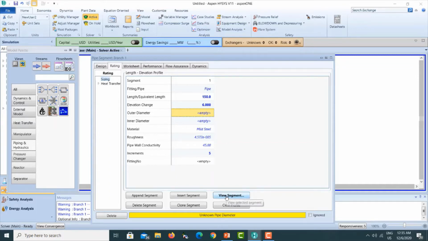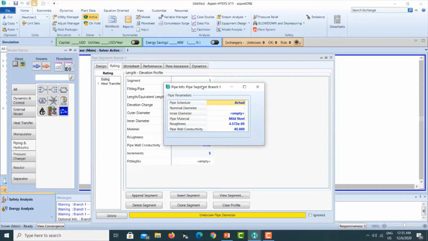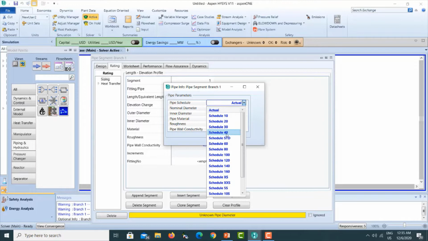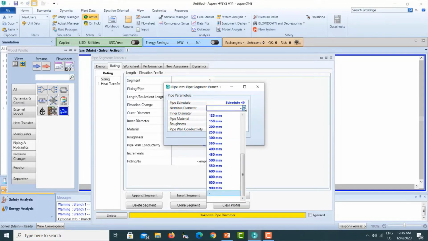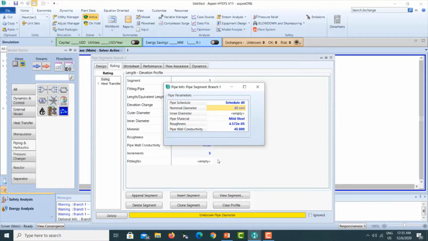Then we need to click on view segment, because we need to give the diameter of the segment. We have schedule 40, and the type of schedule 40 we have for this one is 76 millimeter. We don't have 76, so we can get close to it, which is 80 millimeters. This is how you can define the nominal diameter, and it is mild steel. Make sure it is mild steel.